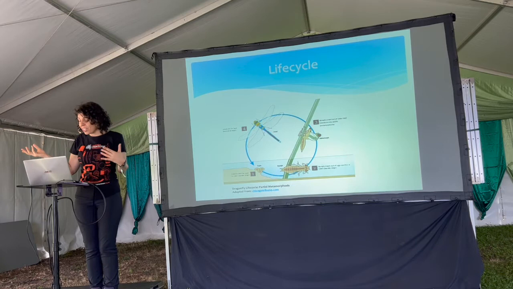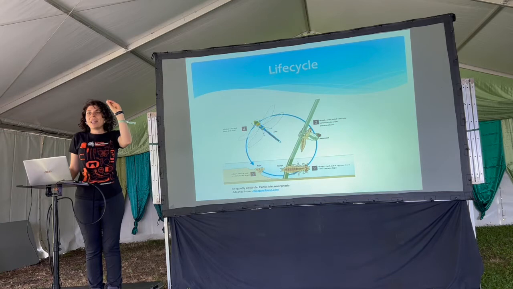So because it skips that stage of being a pupa, we call it a nymph, and it's a partial metamorphosis. But it's all a very similar type of life cycle.